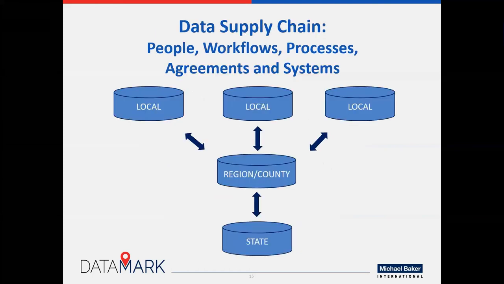And it's really about people, workflows, processes, agreements, and systems. As data flows up and down this data chain, there's not only benefit to the aggregator, but the aggregator should benefit the provider as well. We talked about the need and the challenge for the local data provider to have access to adjacent data instead of having a network of sneaker net, you know, phone calls. Hey, I need your data.